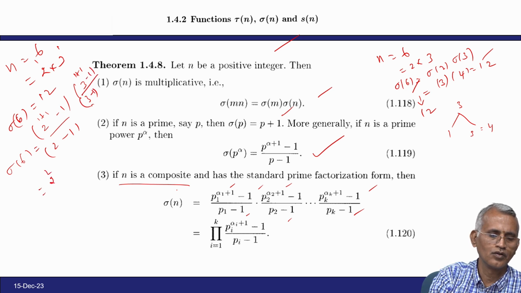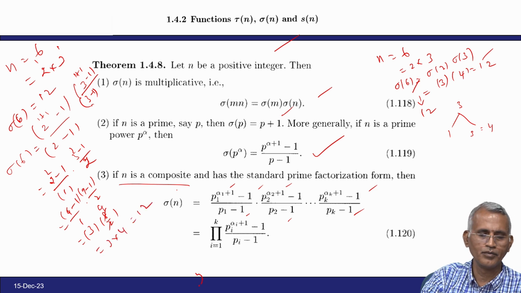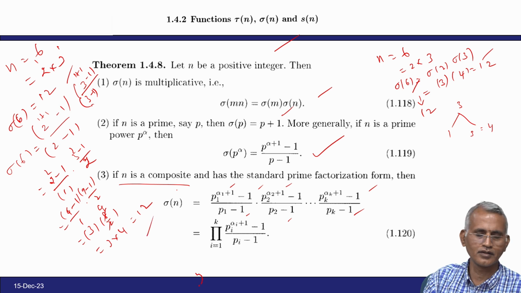So, (2 squared minus 1)/1 into (3 squared minus 1)/2. So, 3 minus 1 is 2, 2 minus 1 is 1, therefore (4 minus 1)/1 into (9 minus 1)/2, which is equal to 3 into 8/2, equal to 4, 3 into 4 equal to 12, and beautifully it works.